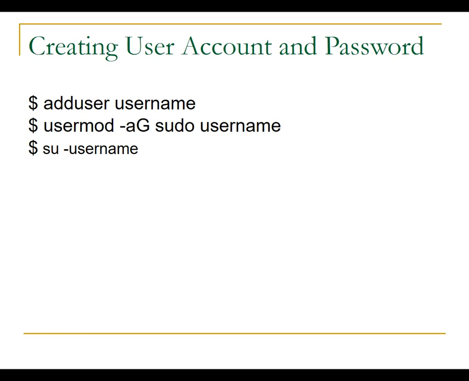Now once the permission is assigned: step number 1 is creating the user, step number 2 is assigning the permission, and step number 3 is activating the user. To activate the user, the command is called the su command.